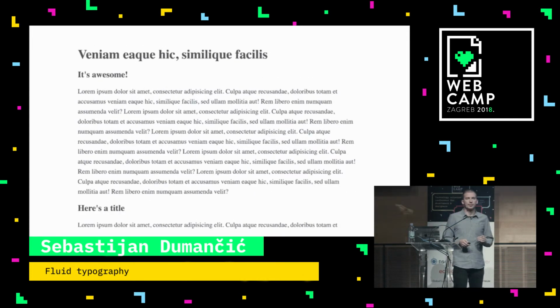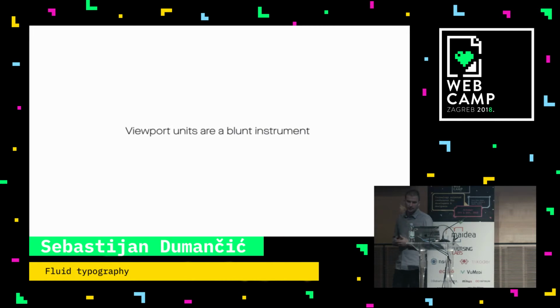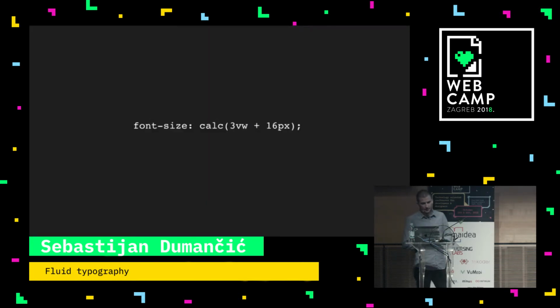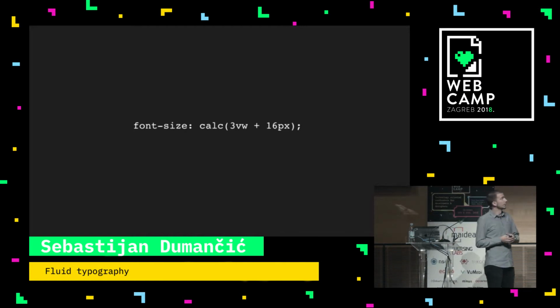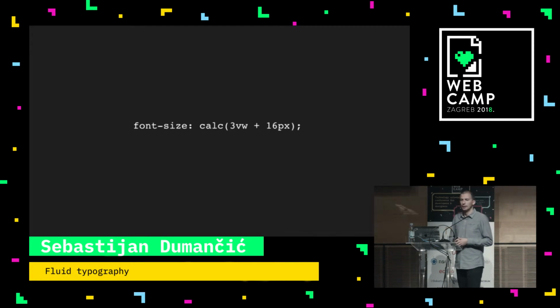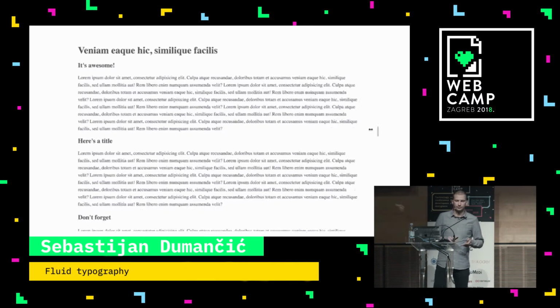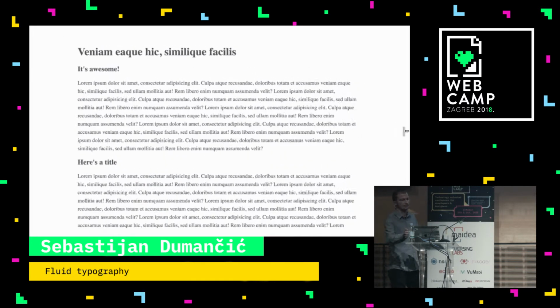Given that it's such a short code, you could say that it's okay, but viewport units are quite a blunt instrument, and they need some guidance to make them work as they should. We could maybe use minimum font size and maximum font size, but sadly they don't exist. This is an approach we can use to try and fix that problem, because using calc and using 3 viewport width units and adding 16 pixels, we ensure that even on the smallest screens, let's say even 0, we at least have these 16 pixels of font size. Situation is a bit better here.